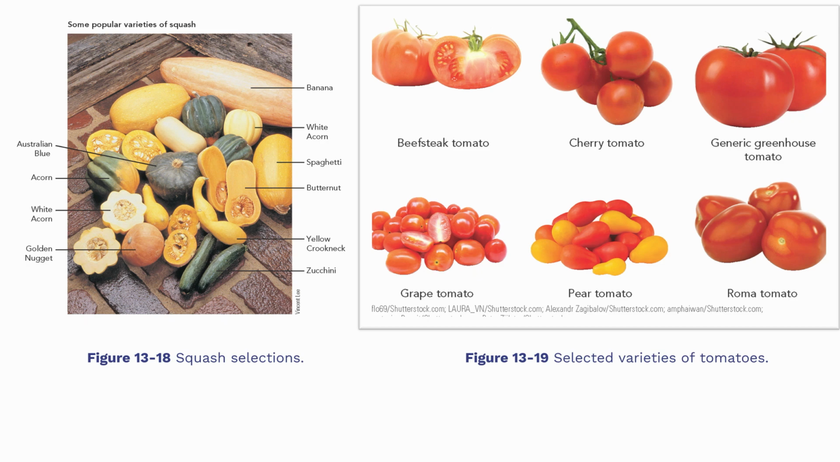Figure 13-18 shows some various types of squash, from spaghetti squash to acorn squash to zucchini squash to yellow crookneck squash. There are quite a few varieties of squash. And then figure 13-19 shows a selected variety of tomatoes, from cherry tomatoes to Roma tomatoes to grape tomatoes, and then your generic greenhouse tomato. These are some of the available tomatoes.